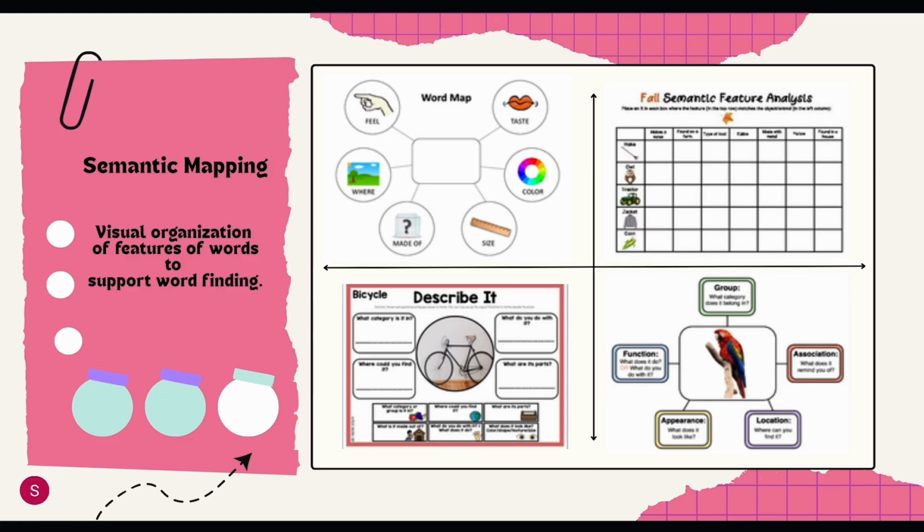SFA can be achieved through semantic mapping, which visually organizes the different features of a word to support word finding and concept connections. There are many different types of semantic maps, and each one is designed to highlight different relationships between words. Some examples include concept maps, web maps, and feature maps. Using different types of semantic maps helps clients build flexible and well organized vocabulary networks.